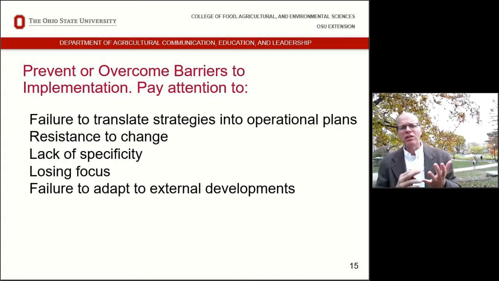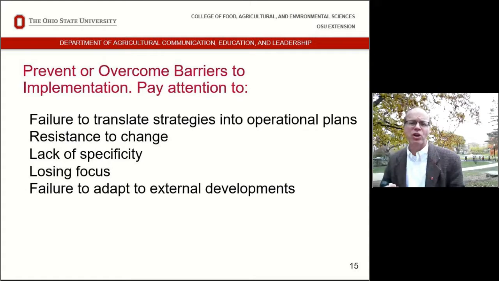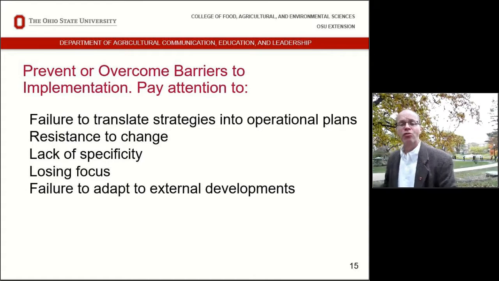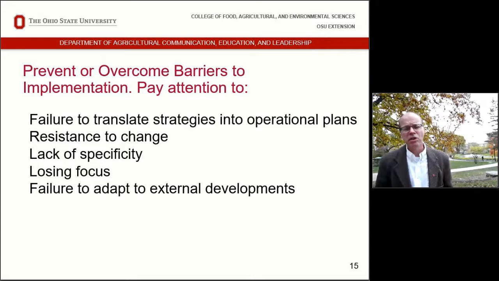We've seen things. Pay attention. Failure to translate the strategies into operational plans. I've seen that where the group stops with the strategy, but they don't have the action plan, the actual way to operationalize it, so that they can then go do something about it. There's a process called strategic doing. You could Google it really quickly at Purdue. Really interesting stuff. It's a shortcut, but it's an effective way to do some planning depending on what you're working on. Resistance to change, I just mentioned.